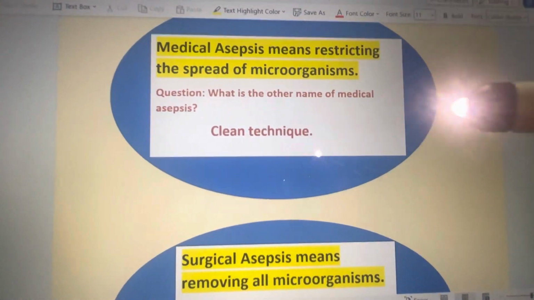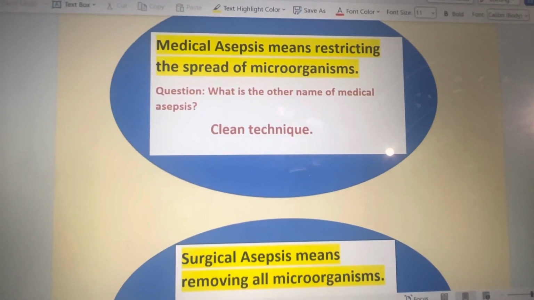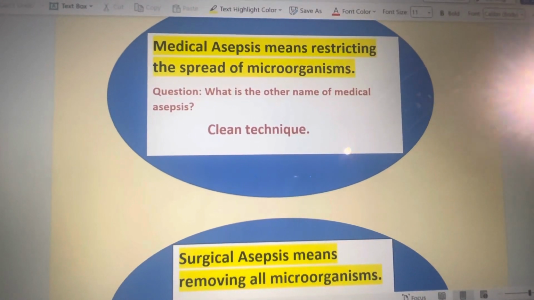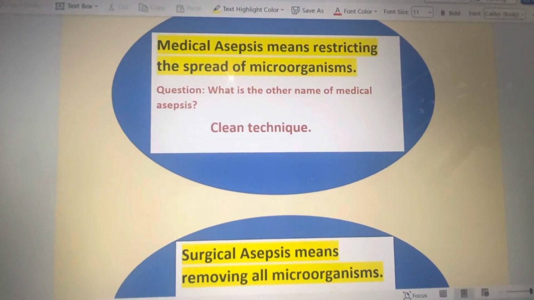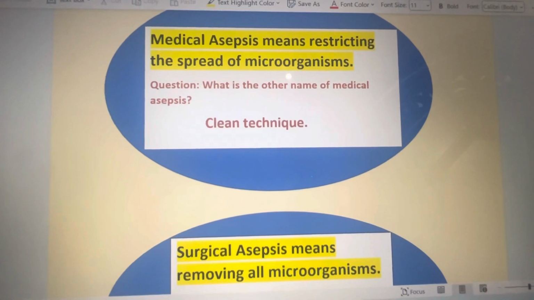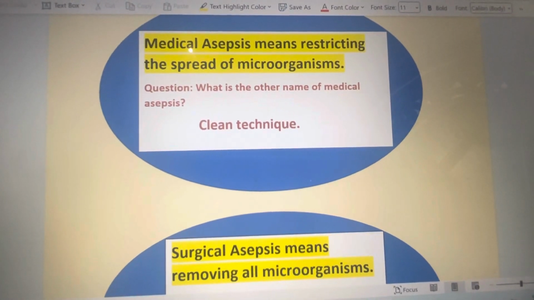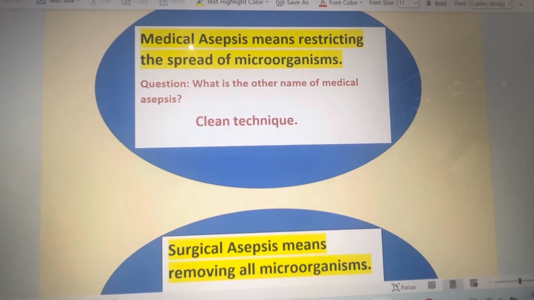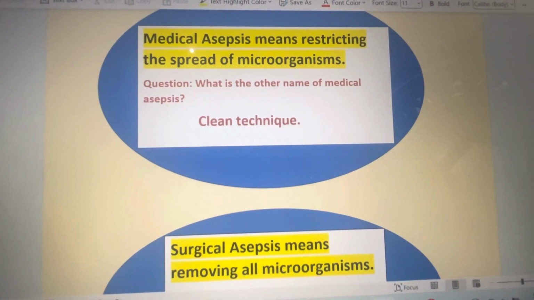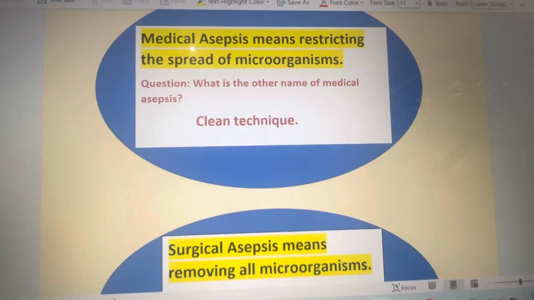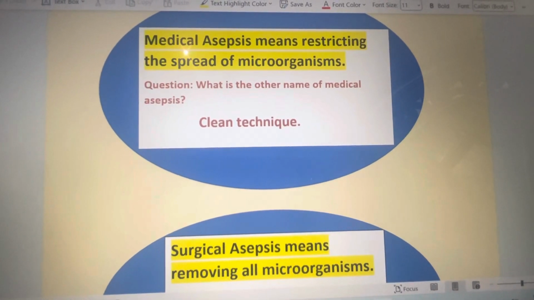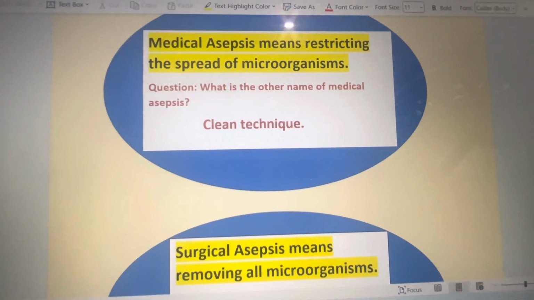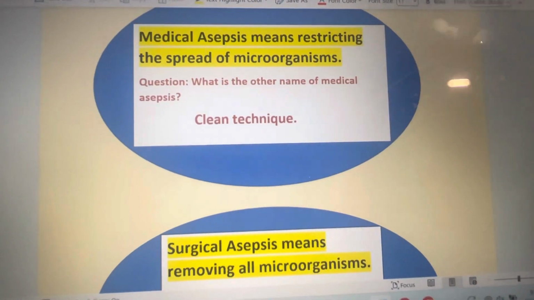So this is the difference between the two, and now I'm going to share a memory trick just for memorization. So as we see the medical asepsis word, and we see it means clean technique. When we look at the word medical, what comes to our mind? Medical, we talk about the medical field, the medical office, or we go to the hospital. So what do we see? Usually, obviously, we expect clean, and there is a clean environment. That's why it's called a clean technique.